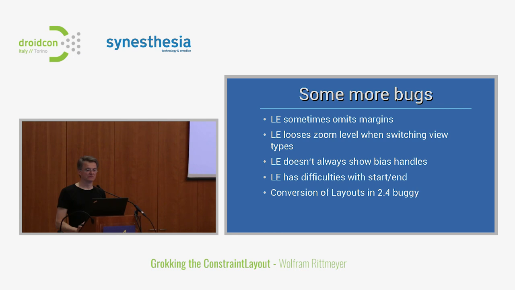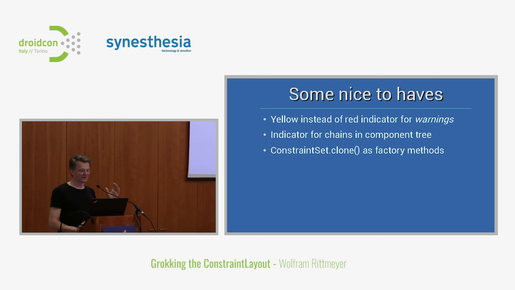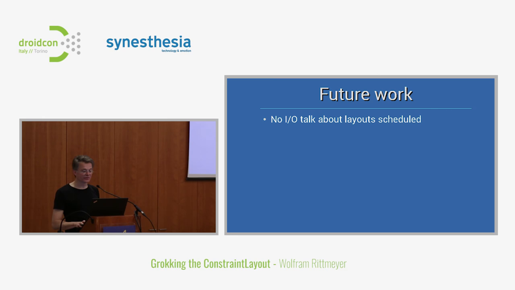Oh, there are some more bugs, but given the time, let's skip them. I've already mentioned the yellow and red indicator. I'm not happy about this. Let's go back here. So we have this constraint set. We have to first create a constraint set with the constructor and then use this clone method. I would prefer if it were a factory method right away, so we could create a constraint layout with this.